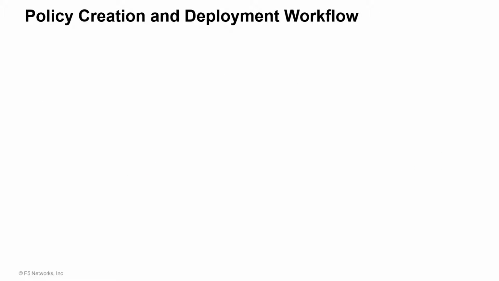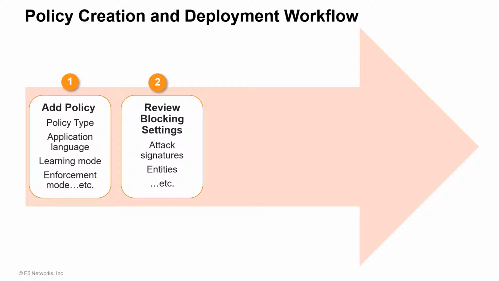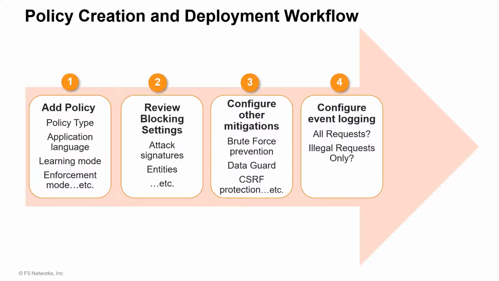Using BIG-IQ, the workflow for policy deployment is very similar to working directly on the BIG-IP. First, we add a policy and configure its basic properties, such as name, application language, and other tasks that should be familiar to an administrator. Then we can review learning and blocking settings, configure any additional mitigations such as those for anomaly detection, like brute force, and configure event logging on the DCD. Then we can run traffic and tune the security policy from BIG-IQ.